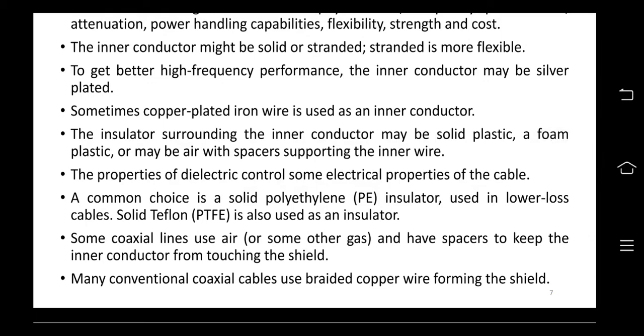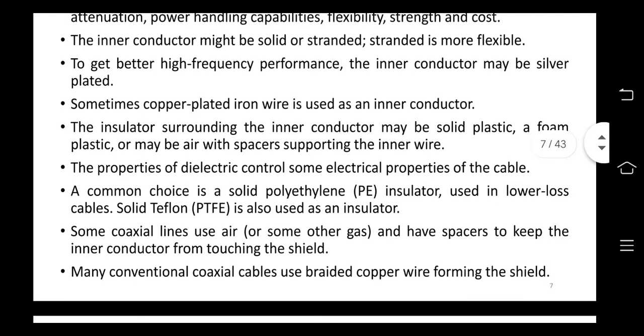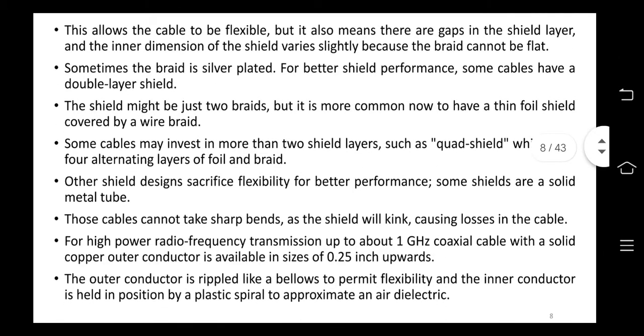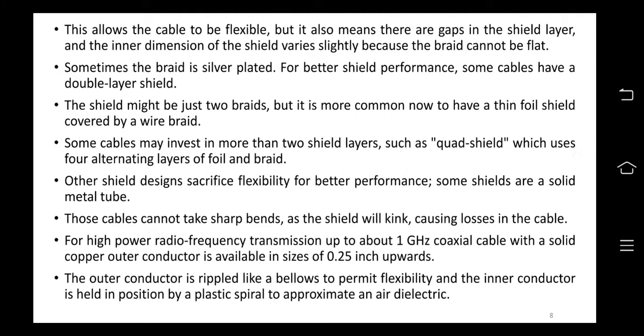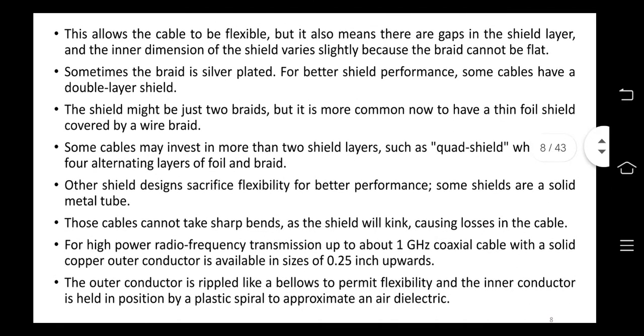Some coaxial lines use air or other gases, with spaces to keep the inner conductor from touching the shield. Many conventional coaxial cables use braided copper wire forming the shield. This allows the cable to be flexible, but it also means there are gaps in the shield layer. And the inner dimension of the shield varies slightly because the braid cannot be flat.